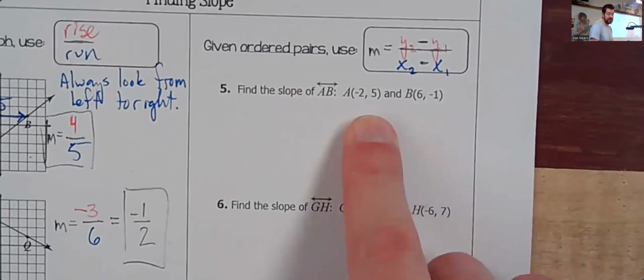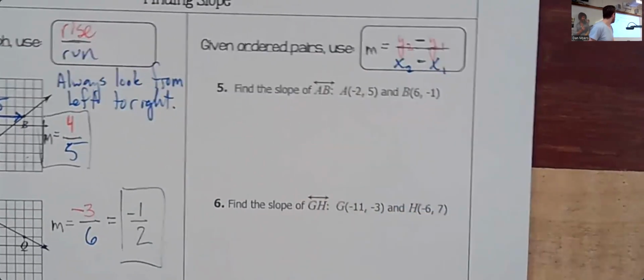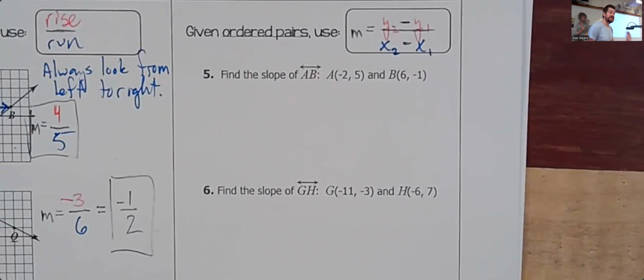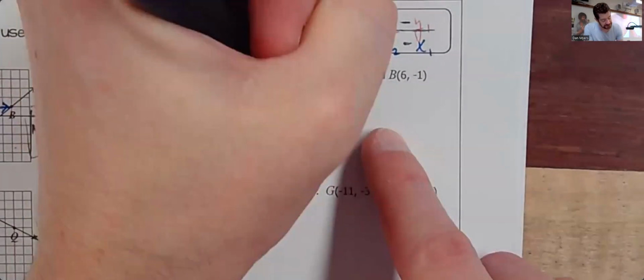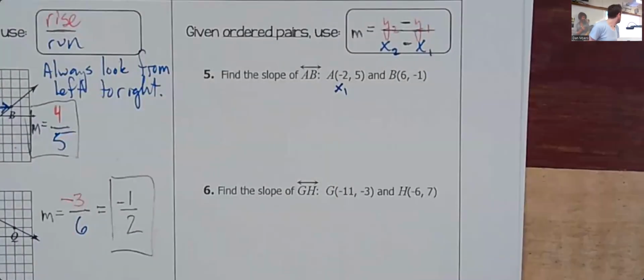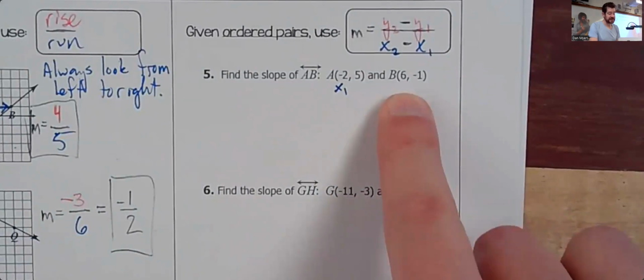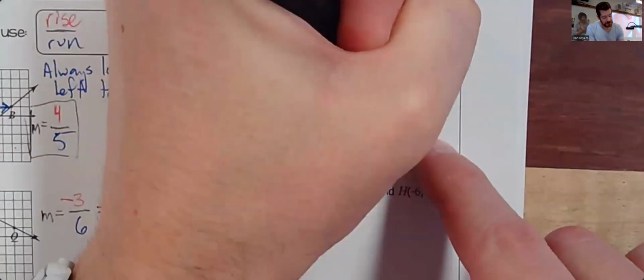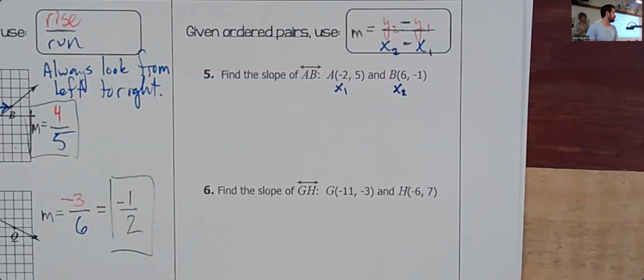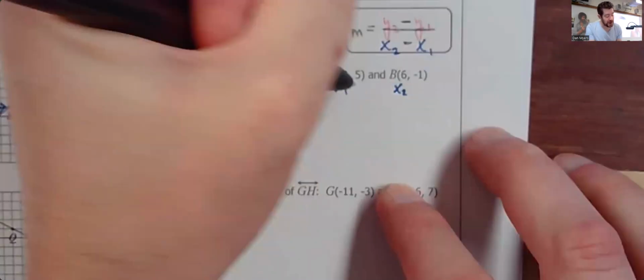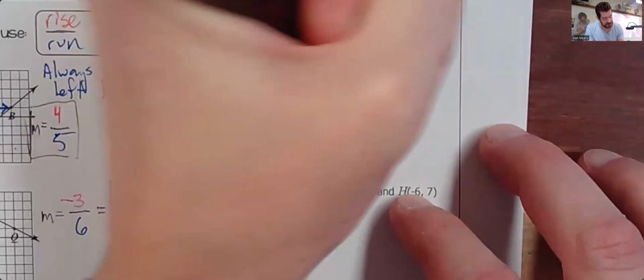And then on number 5, we are finding the slope of line AB, where point A is at -2,5, and point B is at 6,-1. Remember that the first number in each set of parentheses is an x value, and the second number is a y value. And the first x value is x1, so -2, that's x1. The second x value, 6, is x2. We've used x1, y1, x2, y2 in this school year already with the distance formula. So then the first y value here is y1. The second y value over here is y2.